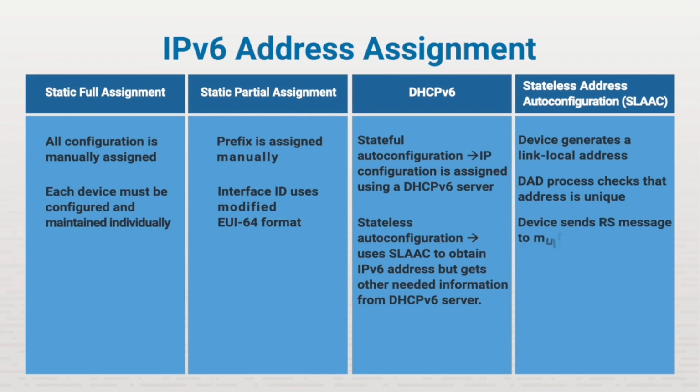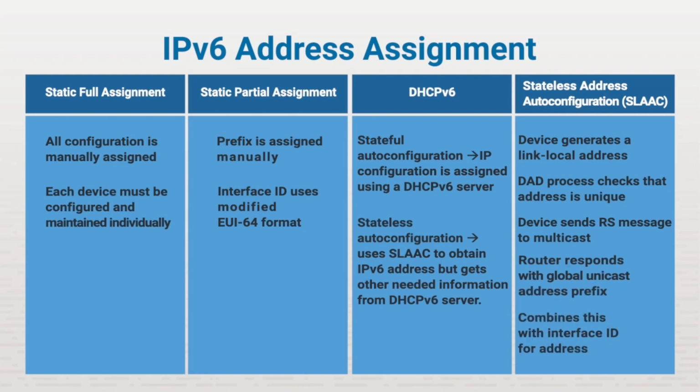Then the device sends a router solicitation message addressed to all routers on the subnet using the multicast address FF02::2. The router responds back with the global unicast address prefix, and the host combines this with its interface ID to generate its IPv6 address. Every network is different, and it's up to the network administrator to determine the best method for IPv6 assignment. You need to be familiar with each method and understand how they can best be used for your network.